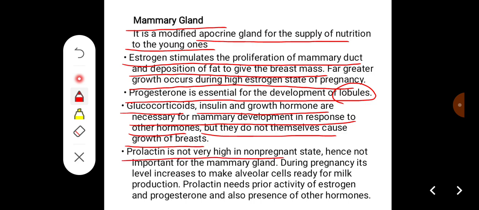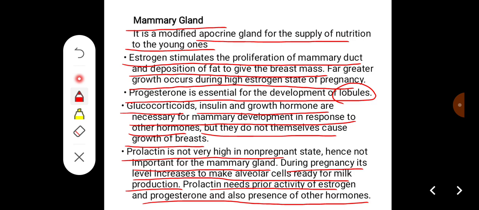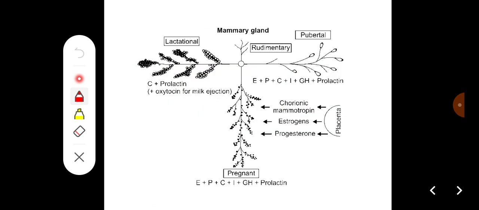Prolactin is not very high in the non-pregnant state, hence not important for the mammary gland. During pregnancy, its level increases to make alveolar cells ready for milk production. Prolactin needs prior activity of estrogen and progesterone and also the presence of other hormones. So these are the structures of the mammary glands during different phases in puberty. They are acted on by estrogen, progesterone, insulin, growth hormone, as well as prolactin, but they are in a rudimentary state.